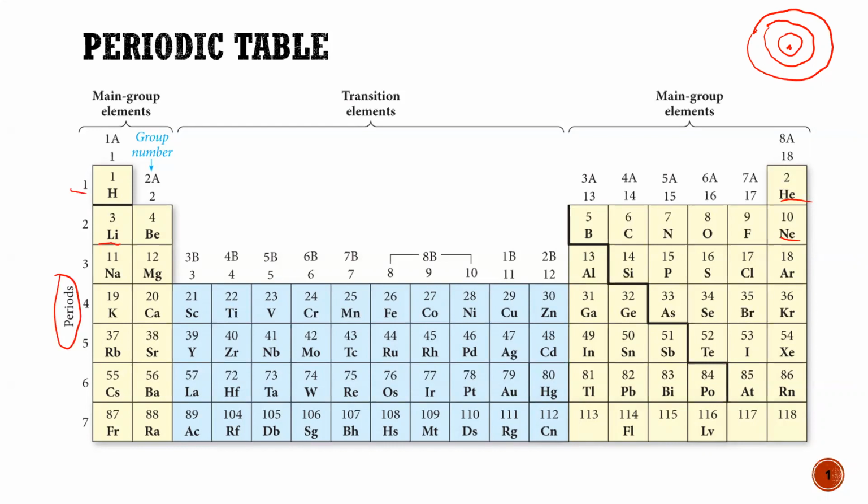and that's why I refer to it as an energy level. Now the columns are referred to as groups, and groups are essentially families. They're called families because they behave similarly. So they have similar physical and chemical properties.